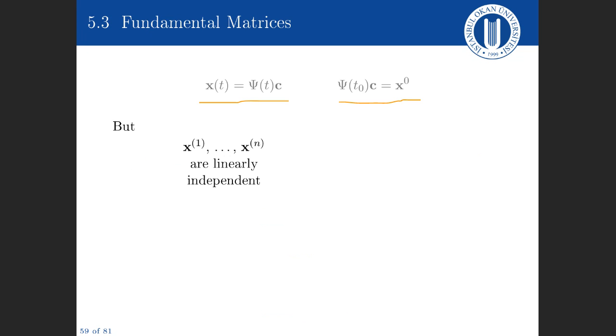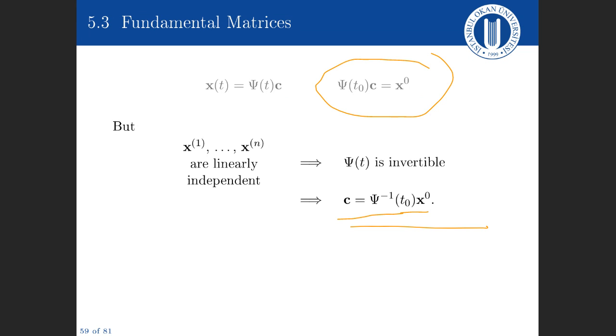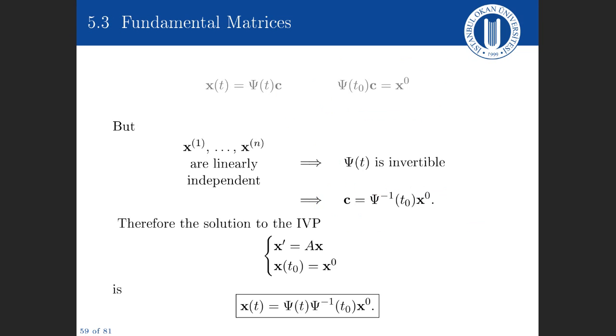But we have n linearly independent functions. Because they're linearly independent, that means that the fundamental matrix must be invertible. If it's invertible, then the right-hand equation we can change to being c is equal to Ξ inverse at time t0, x0. And then we can substitute it into the first equation. In other words, we can write down that the solution to the initial value problem is Ξ(t) Ξ inverse(t0) x0.